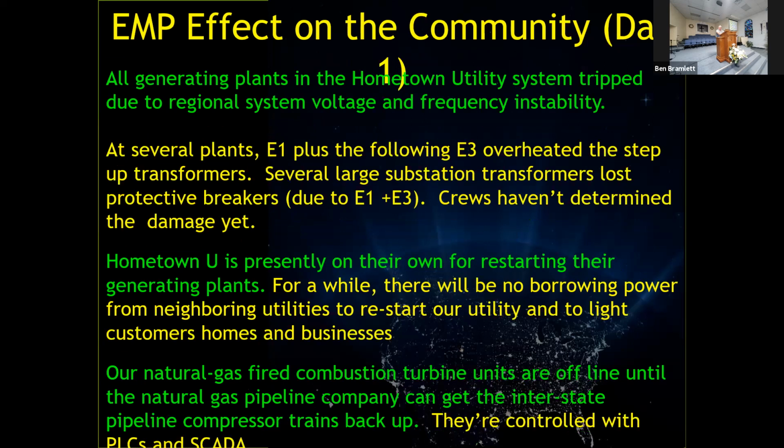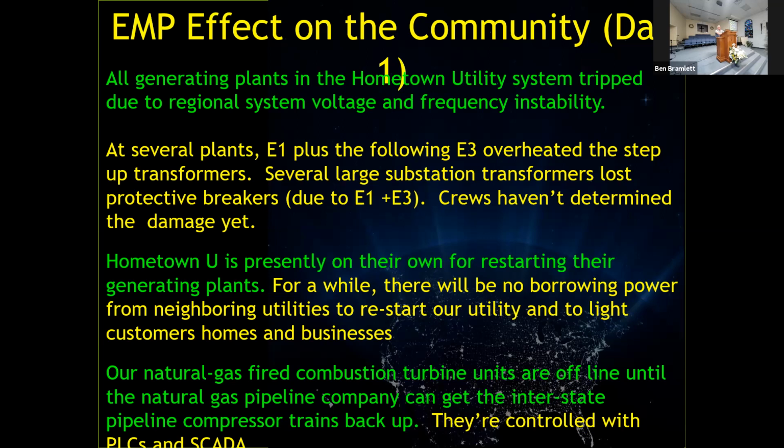Okay, all of our generating stations will have tripped. What's going to happen is the E1 pulse, the one that comes through and destroys electronic stuff, basically killed all of the protective modules on the transformer relays, all of the control systems. Everything today is microprocessor control. They'll be torched.